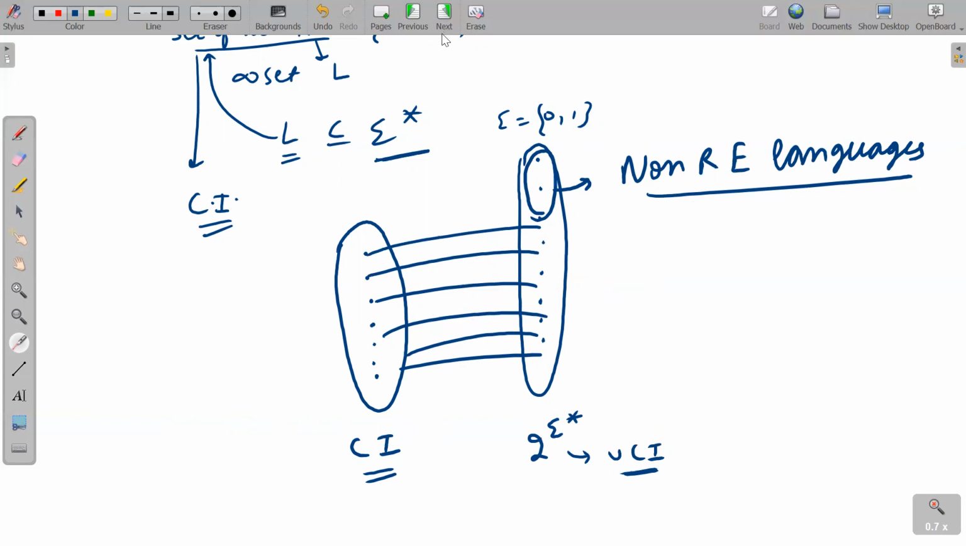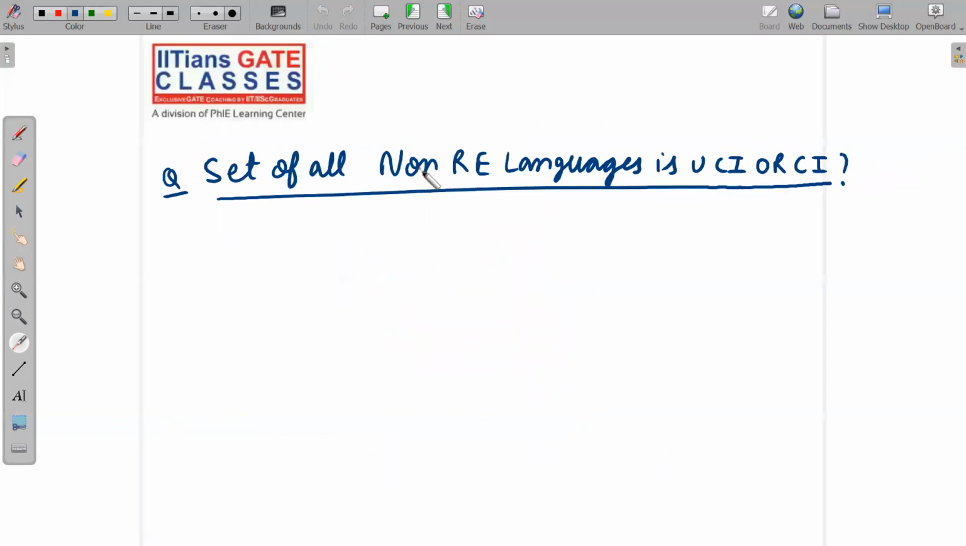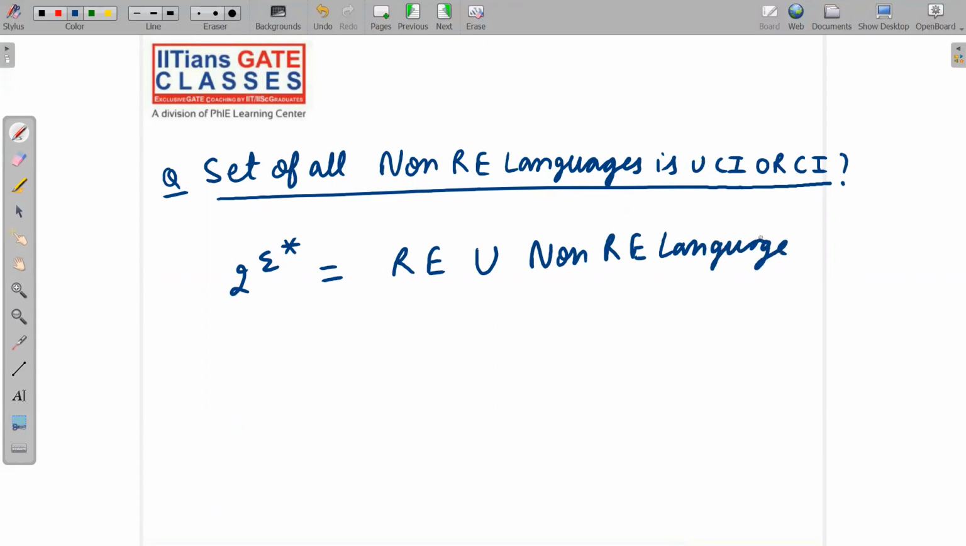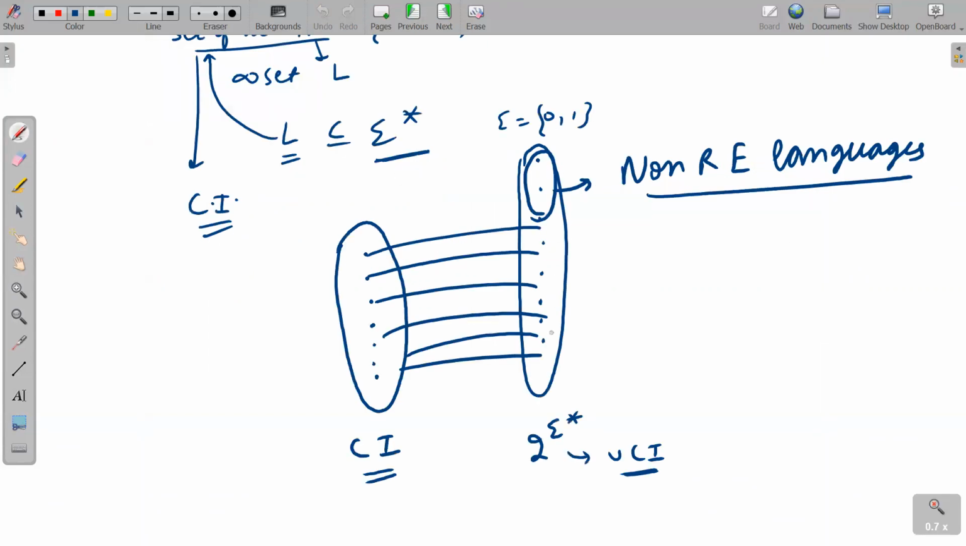Now let's jump to the next slide. Now this is a very good question. Is the set of all non-RE languages uncountably infinite or countably infinite? You can directly answer it. See here carefully. 2 power sigma star is nothing but the set of RE languages union the set of non-RE languages. The entire set is divided into two parts: one is RE and another is non-RE.